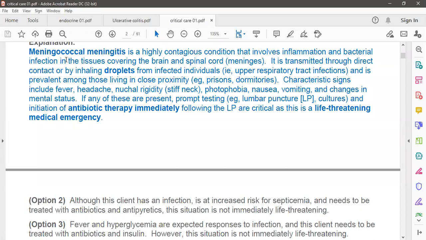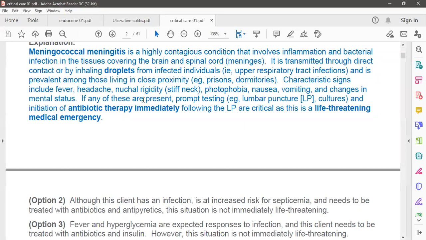So let me read it. Meningococcal meningitis is a highly contagious condition that involves inflammation and bacterial infection of the tissue covering the brain and spinal cord, which is called the meninges. Inflammation or infection of the meninges is called meningitis. It is transmitted through direct contact or by inhaled droplets, like from the upper respiratory tract.